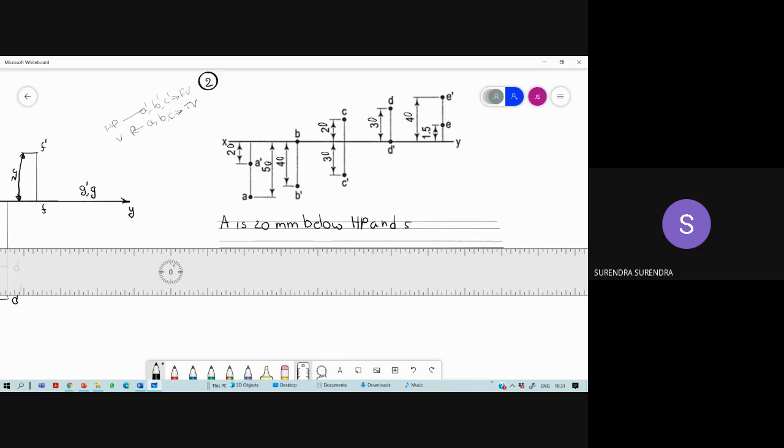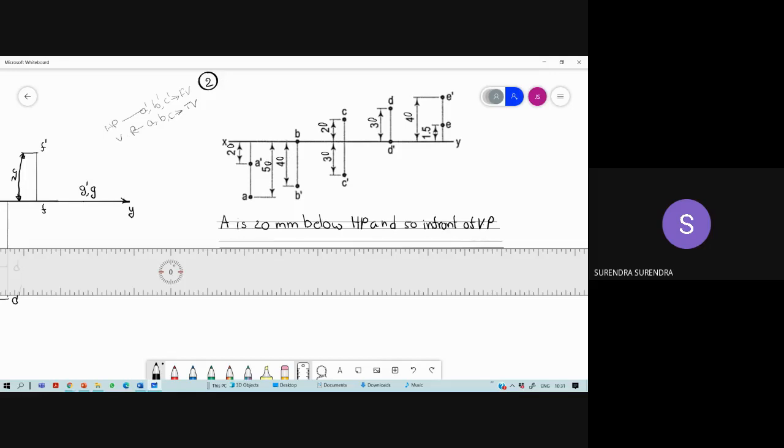50 mm in front of VP. So you should write a statement like this.